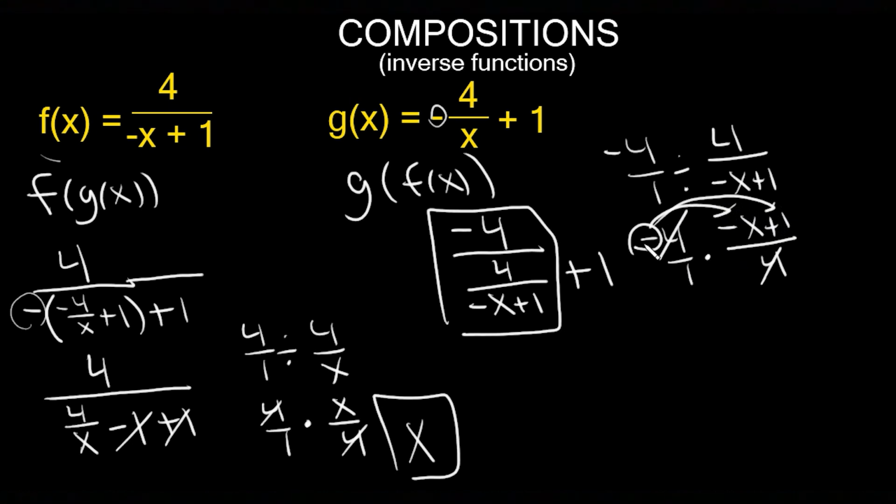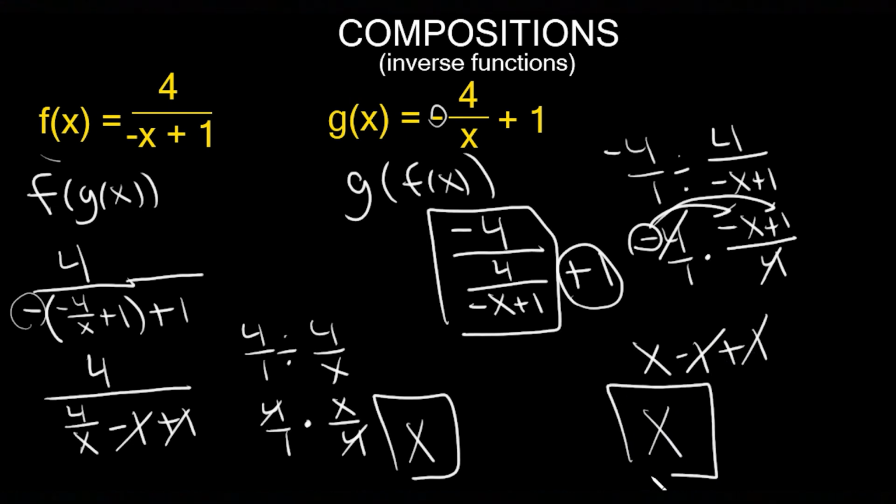So if I do a negative times a negative x, that gives me positive x. And then a negative times a positive 1, that gives me a negative 1. And again, technically this is all over 1, but I don't have to write that, right? It's just x minus 1. And then remember, I still have this plus 1 right here. So then I'm going to write plus 1, and then the negative 1 and the positive 1 cancel out. And there you go, I get just x.